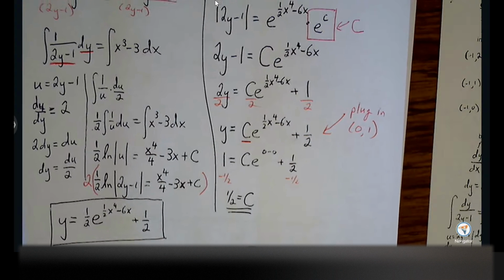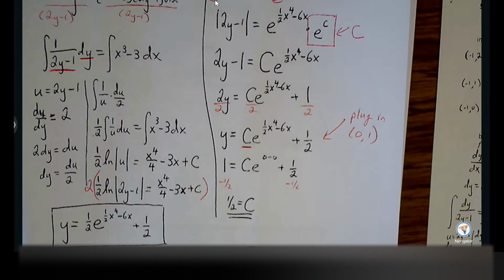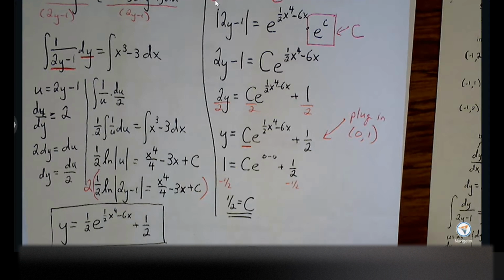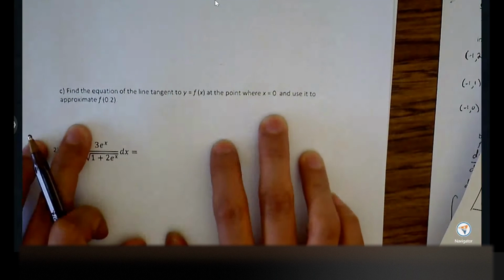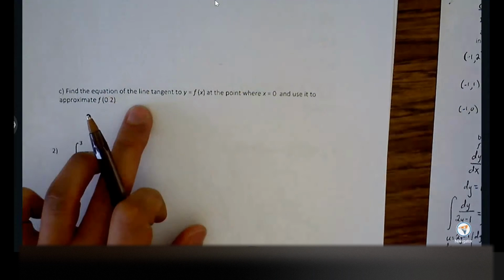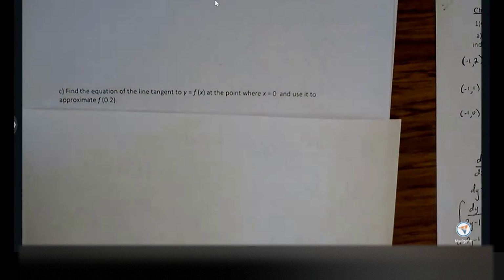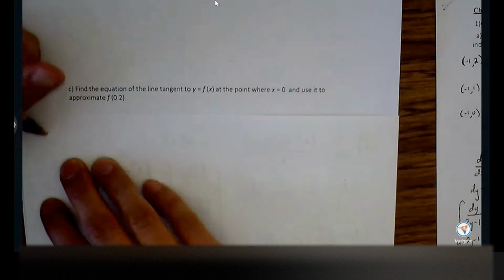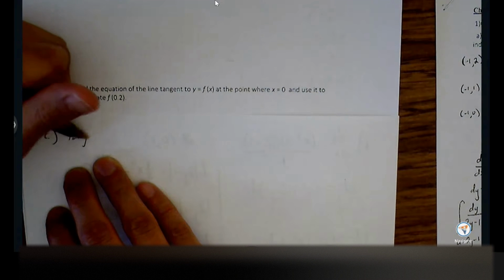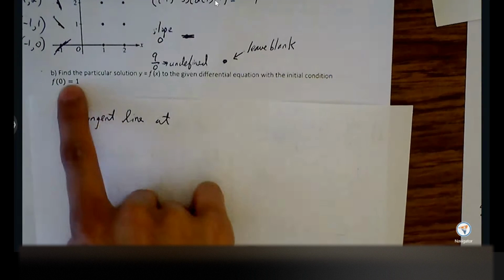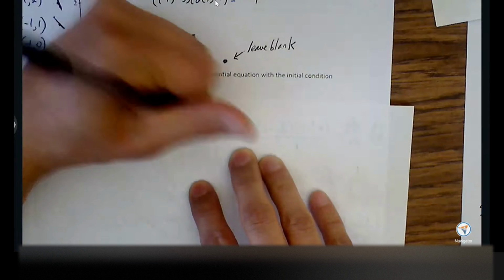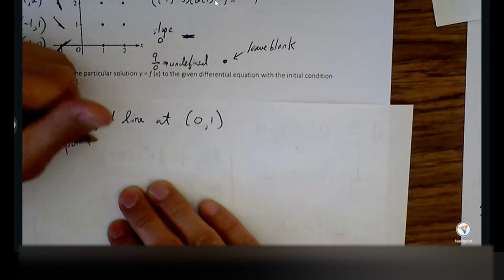All right, how do you feel about this process? Feel good. Good? Yes. All right. Next part, find the equation of the tangent line and use it to approximate. So tangent line requires us to find an ordered pair and slope. It says that x equals 0, and the ordered pair that's given to us earlier is 0, 1. So we need an ordered pair, and we need slope.